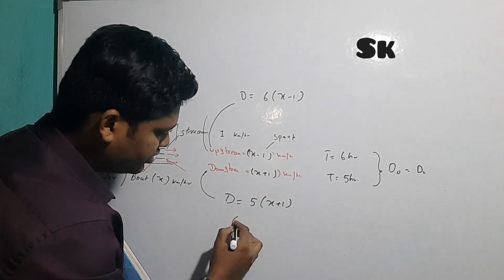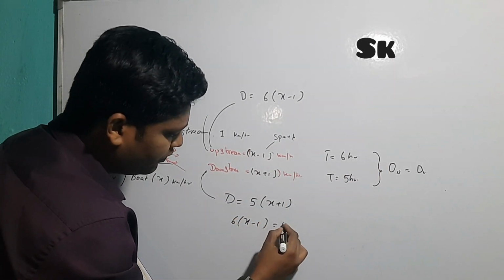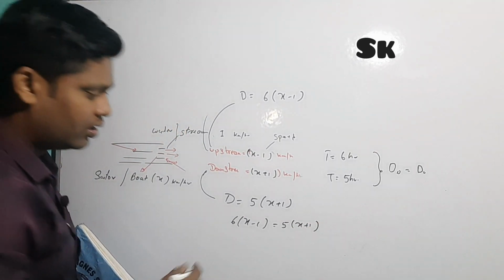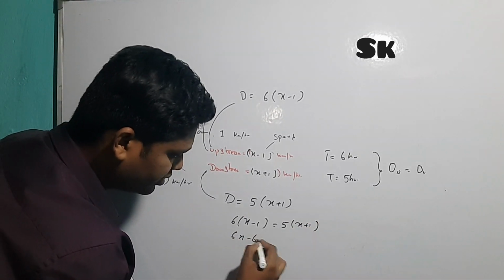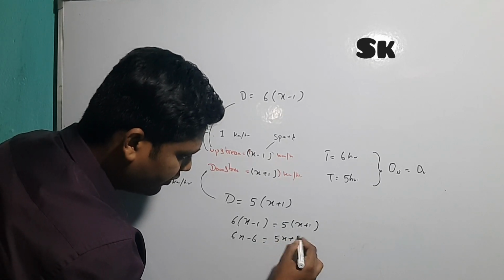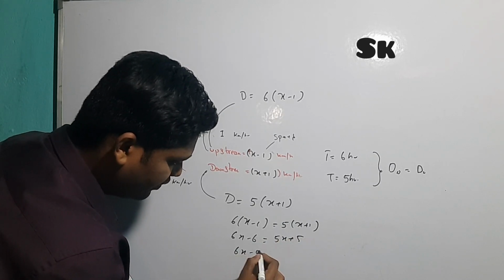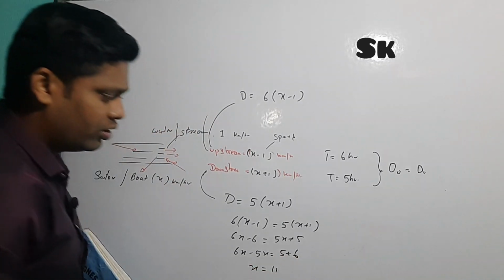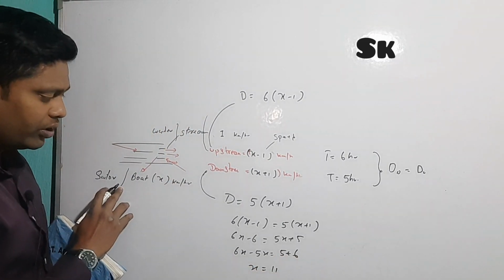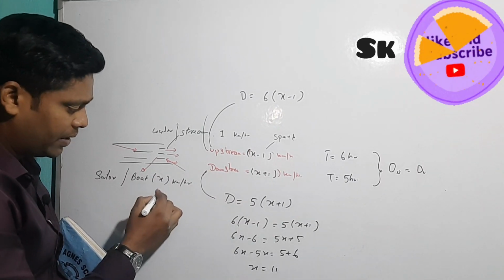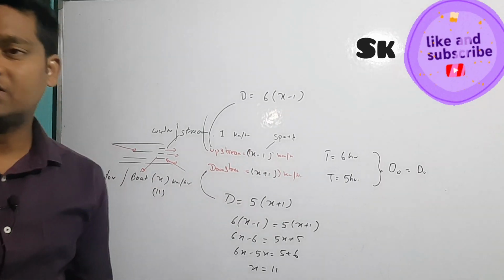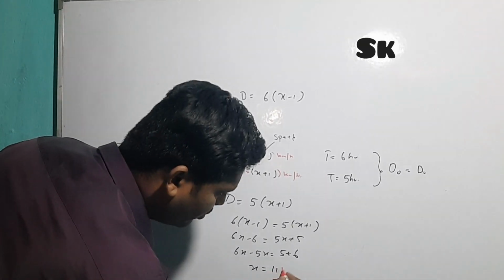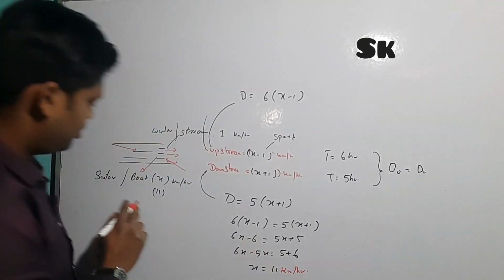So it will be 6(x minus 1) equal to 5(x plus 1). Clear? Now solve this one. 6x minus 6 is equal to 5x plus 5. So 6x minus 5x is equal to 5 plus 6. So x is equal to 11. So x is 11. So means speed of the boat is how much? 11 kilometer per hour. So what else is asking? You see? 11 kilometer per hour. Okay. So 11 kilometer per hour is the speed of the boat.